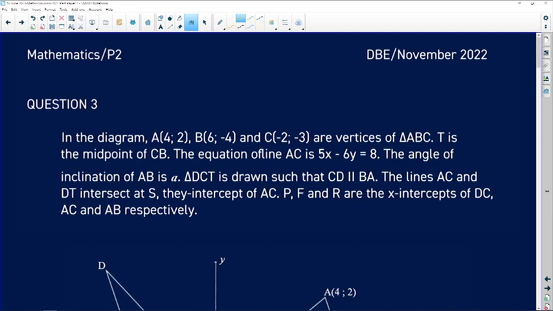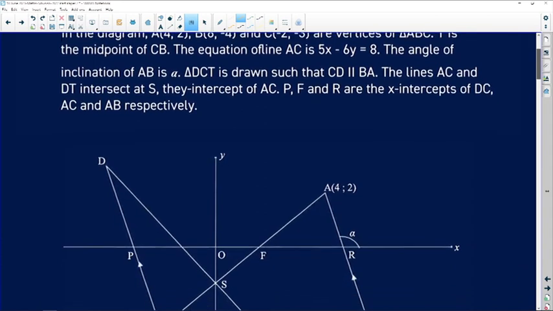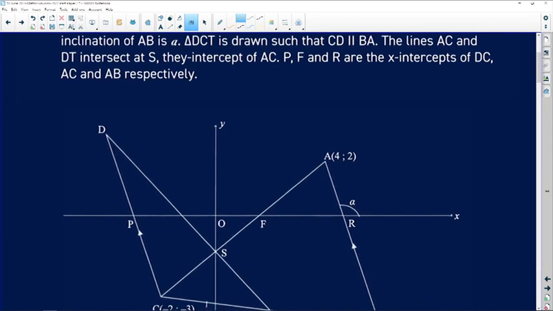The equation of line AC is 5x - 6y = 8. The angle of inclination of AB is alpha. Triangle DCT is drawn such that CD is parallel to BA. The line AC and DT intersect at S, the y-intercept of AC. P, F, and R are the x-intercepts of DC, AC, and AB respectively.